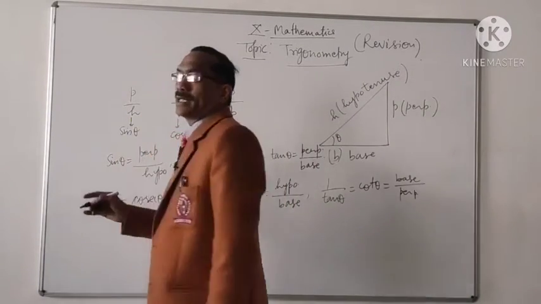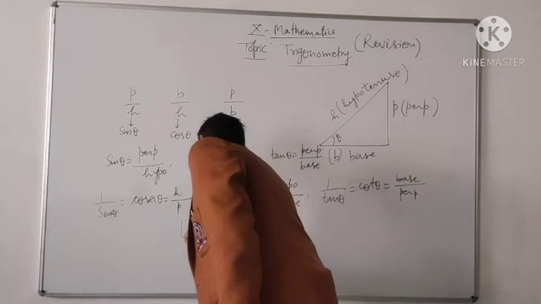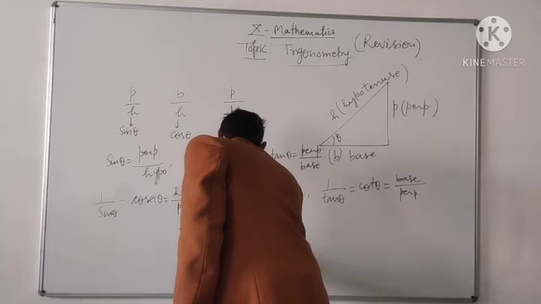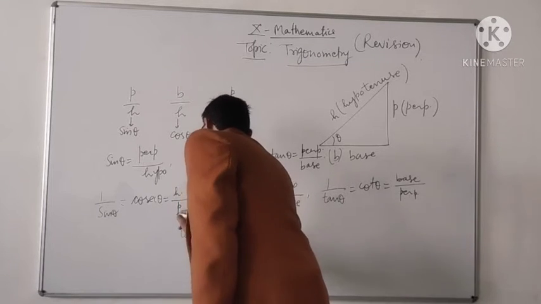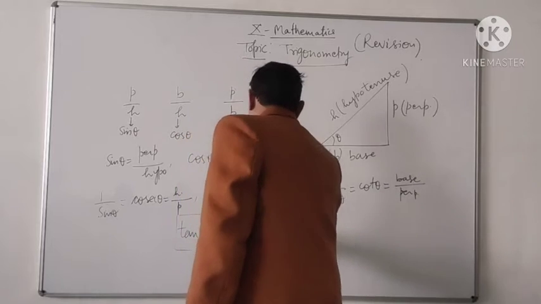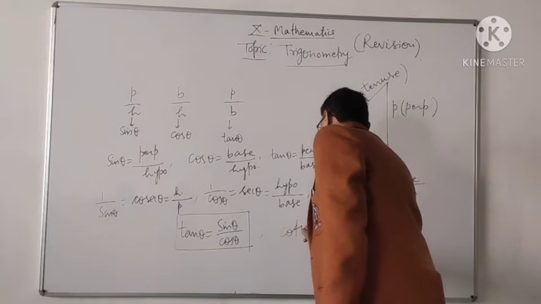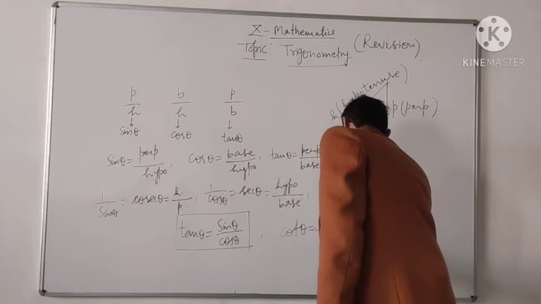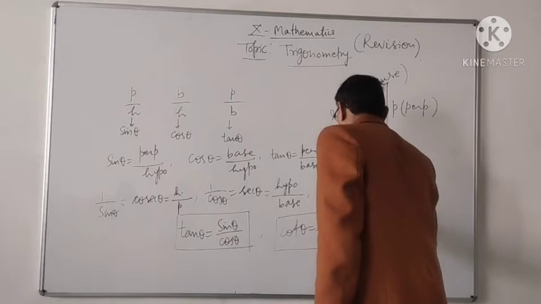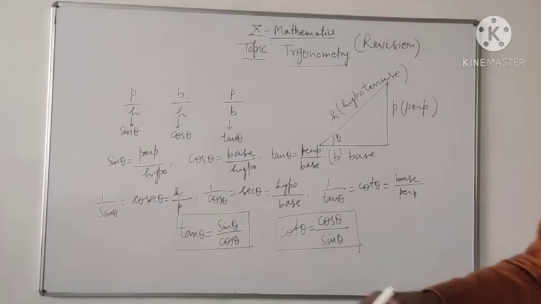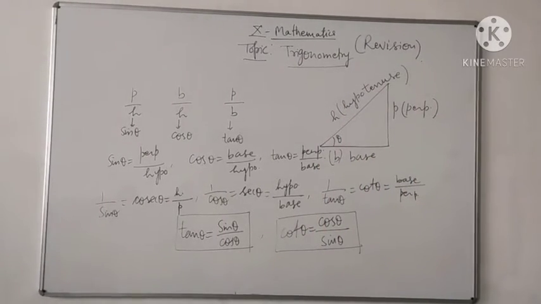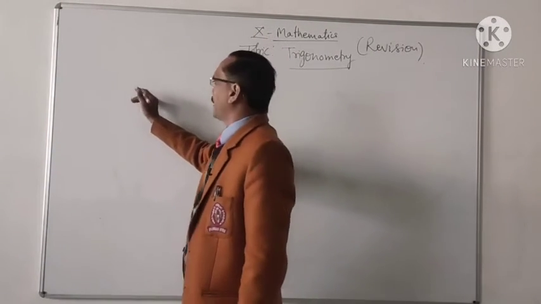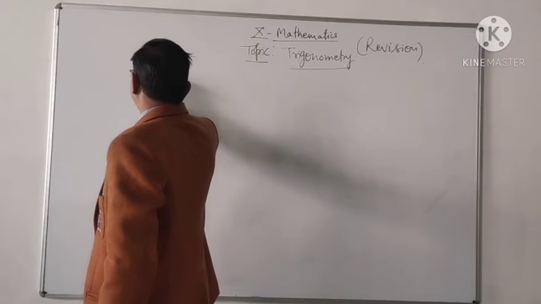Now there is a relationship between tan theta and sin theta, cos theta. So tan theta is sin theta upon cos theta. You have to learn this identity. Another is cot theta is cos theta upon sin theta. Now, student, there are 3 more important identities.